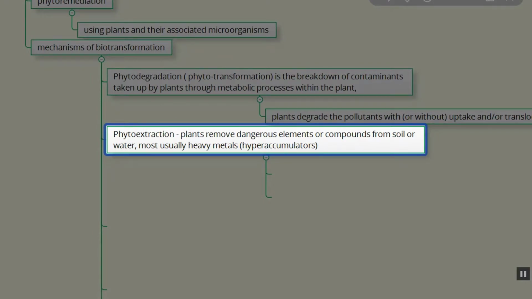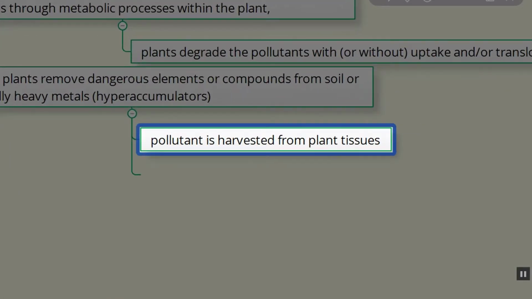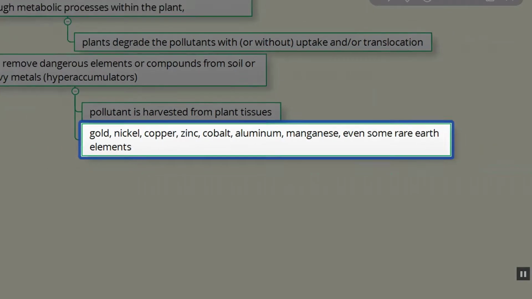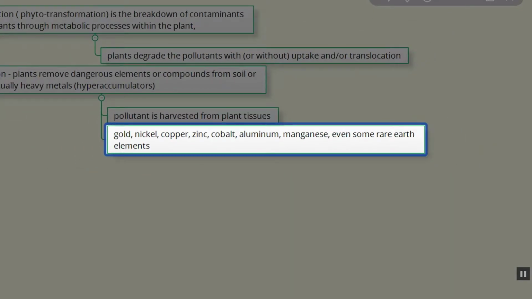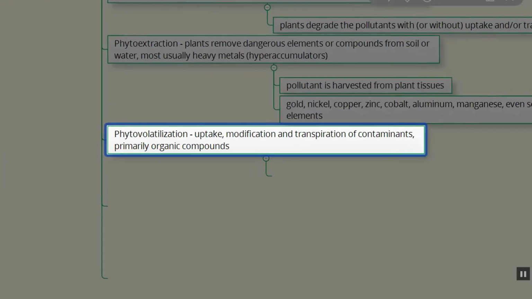What about phytoextraction? This is an interesting one. The plants are able to remove many dangerous or toxic elements, including most heavy metals. They're also called hyperaccumulators. The pollutant is harvested in the plant tissue. So some industrious entrepreneurs go to places where there's certain metals, such as gold, nickel, copper, zinc, and so on, and can actually have the plants take up these metals and then harvest the plants and extract them through various means.